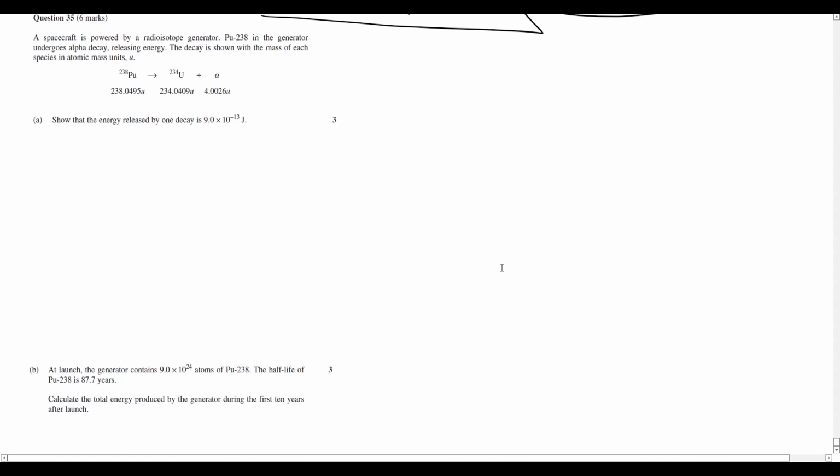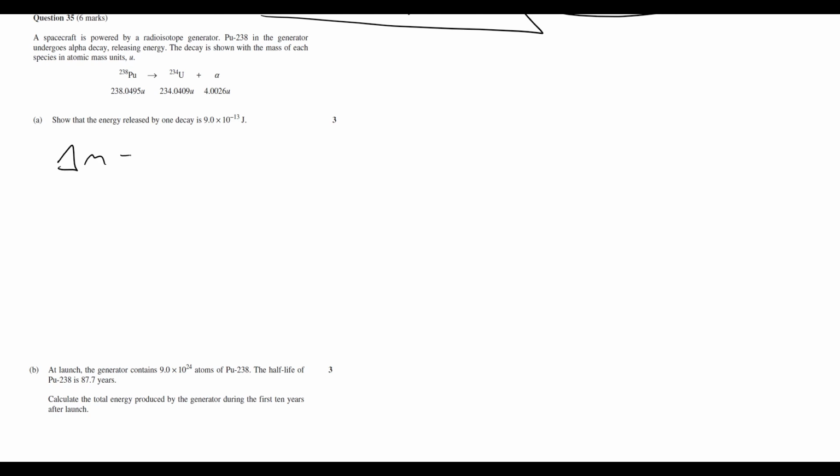So a spacecraft is powered by a radioisotope generator. So Pu-238, so I believe that's polonium, or might be plutonium rather, in the generator undergoes alpha decay, releasing energy. So the decay is shown with the mass of each species in atomic mass units U. So we know that our atomic mass goes from 238.0495 to 234.0409 plus 4.0026. So we need to show that the energy released by one decay is 9 times 10 to the negative 13 joules.